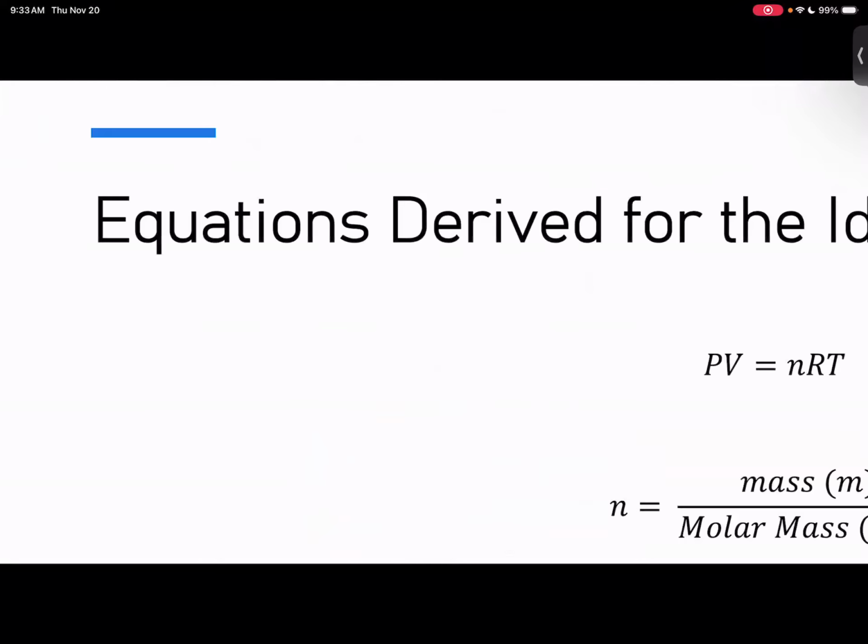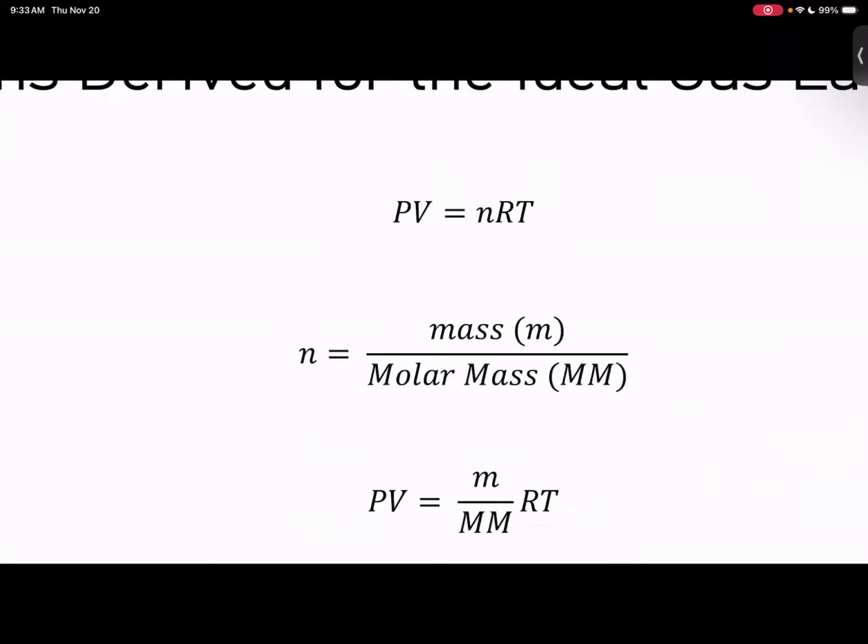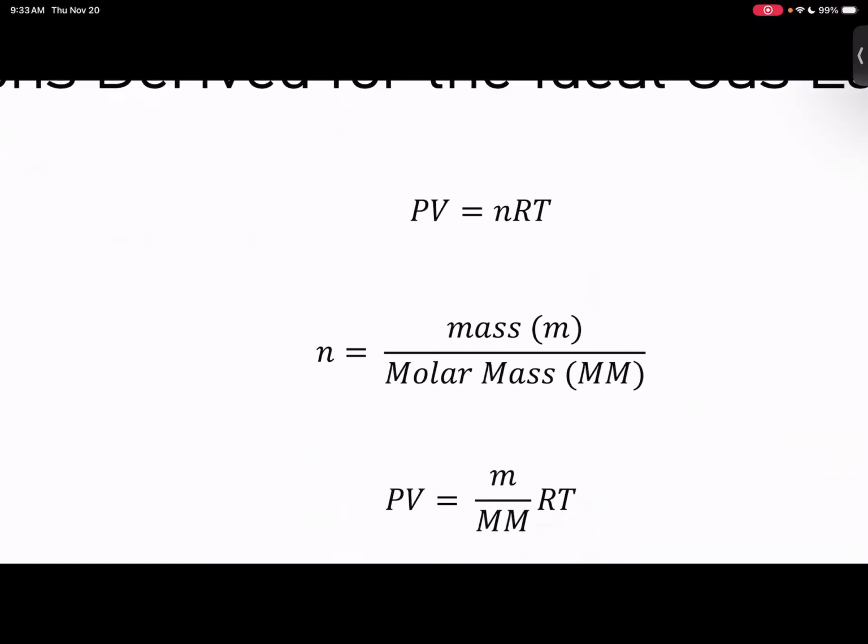The second equation requires us to do a little bit more. We start with PV equals nRT, but what does n equal? Well, n is moles. And if we're dealing with some stoichiometry, we obtain those moles by taking the mass of the material and dividing it by its molar mass. So we get PV equals mass over molar mass times RT. Now we have an equation that will allow us to calculate the molar mass of a gas.